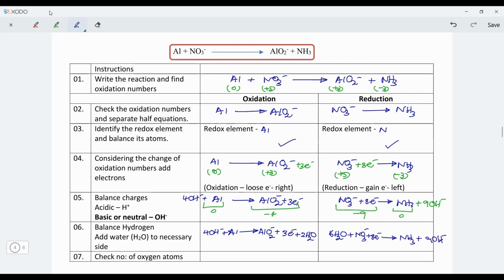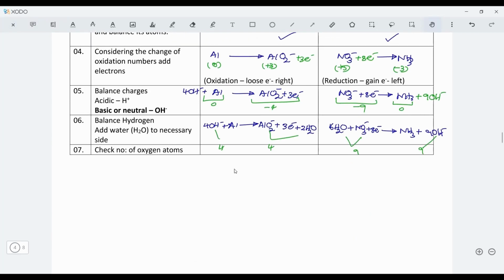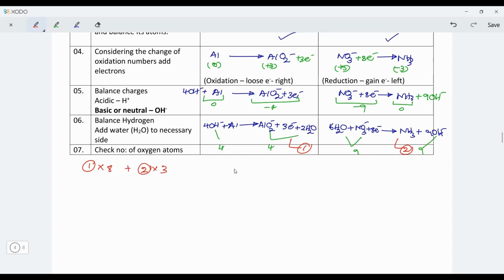Then let's finally check your oxygen atoms. Here you have 4. Here you have 2 and 2, 4. Here you have 6, 3, 9. Here you have 9. So then our oxidation and reduction halves are correct. Last step. After labeling them, reduction half needs 8 electrons, but oxidizing half is losing only 3 electrons. So we have to get the least common multiple. That means we need to multiply the first equation by 8 and then add it to the second one multiplied by 3. You will have some bigger numbers and you will see something interesting at the end also.